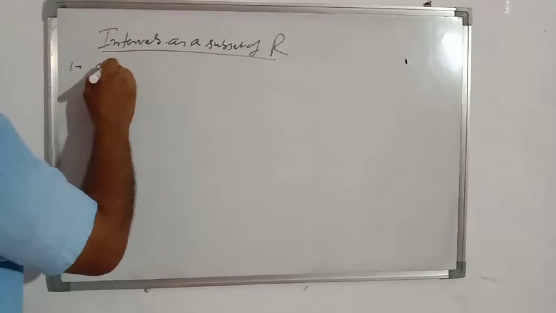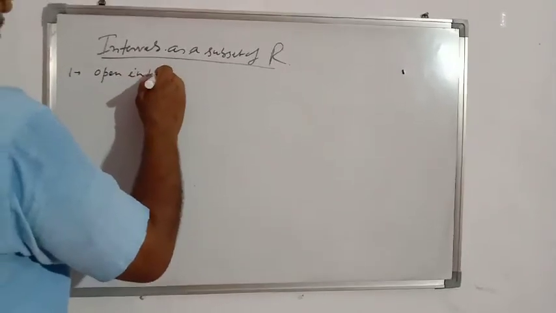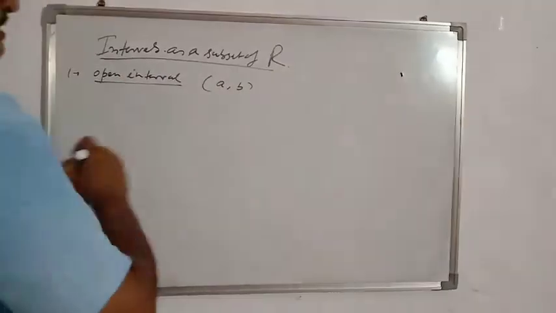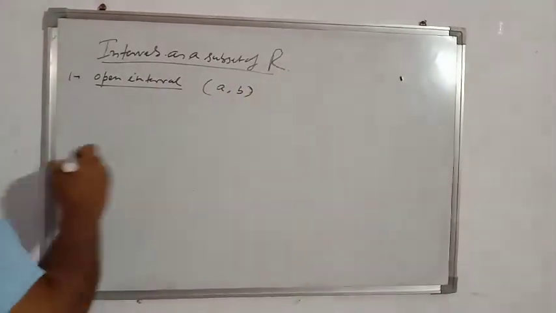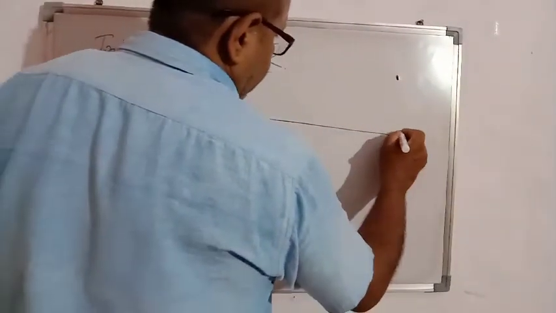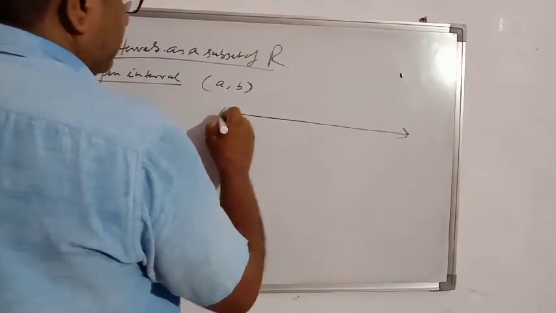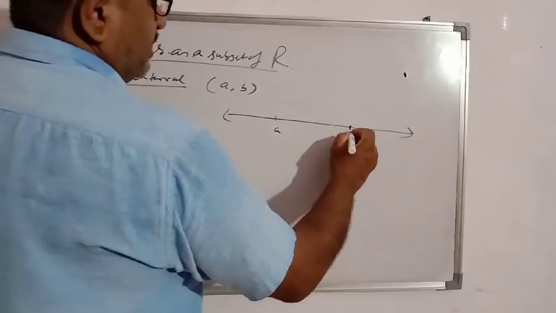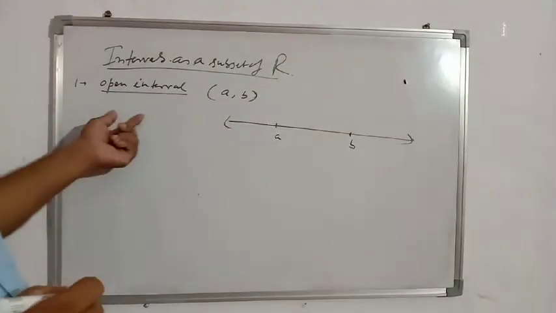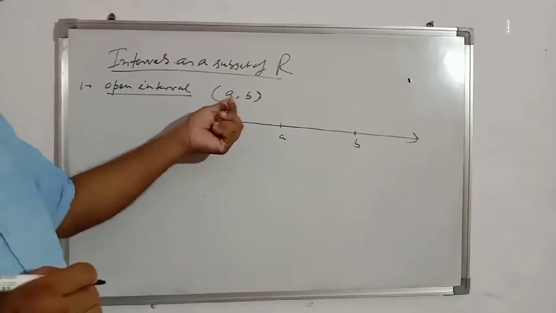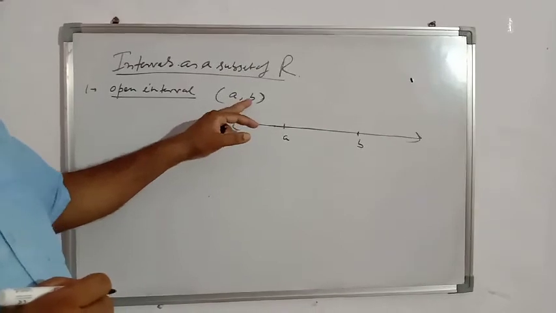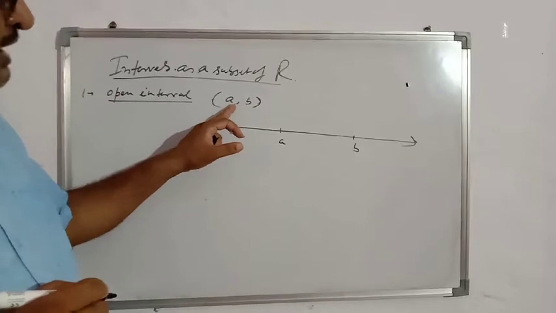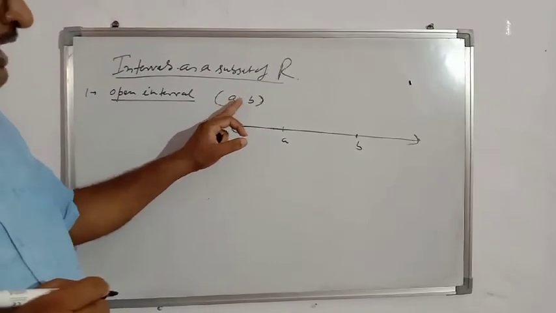It is called the open interval. We can write it like this. How can we represent it on the number line? This is the real number line. Suppose point A is here and point B is this one. Open interval, in the small brackets we have written (a, b). It means it contains all the elements which lie between a and b excluding a and b. We will not count a and b.